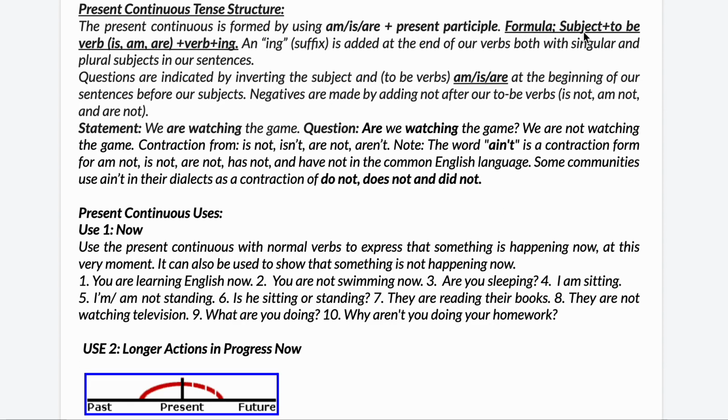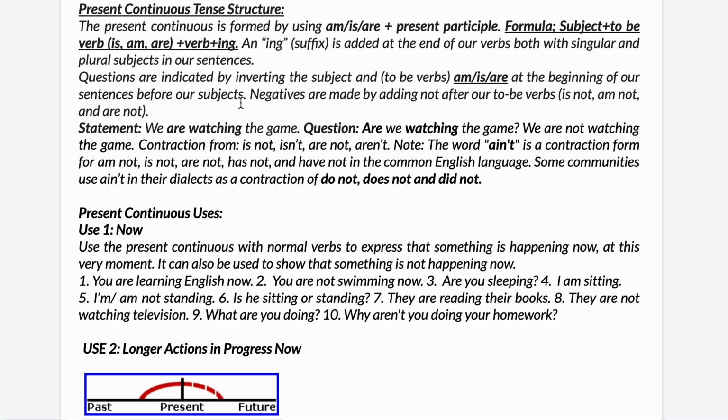The formula is subject, meaning the person who does the action, or the work, the verb, plus to be, which is am, is, or are, when we can use is, or where we use are, plus verb, and then ing, which is the suffix we put at the very end of our verb to make it present continuous tense, to describe or point out an action or activity which is happening right now. So this I already explained to you.